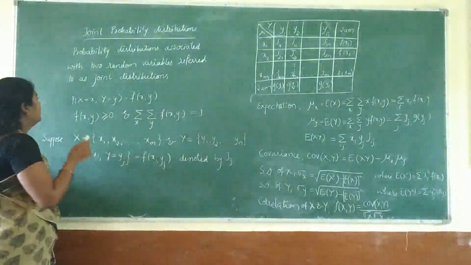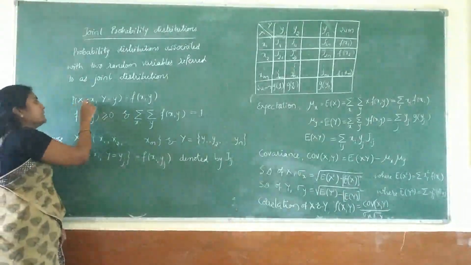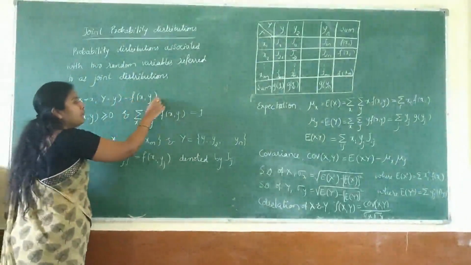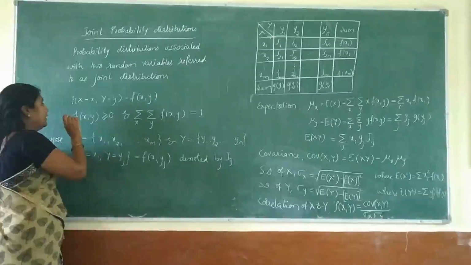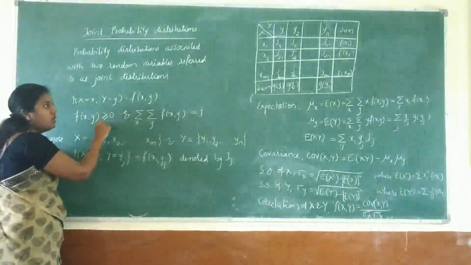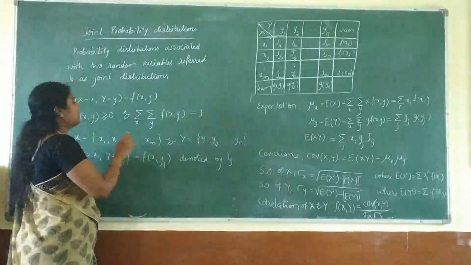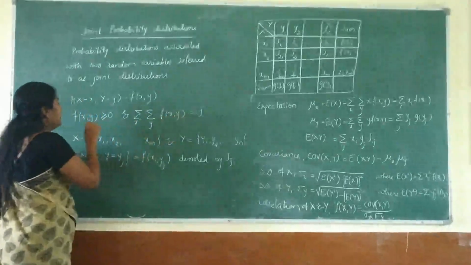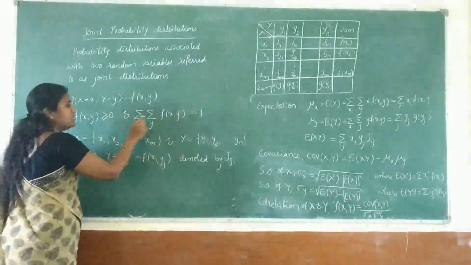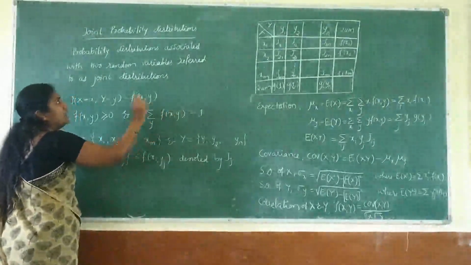Okay. If x and y are two random variables, then P of x equals x, y equals y, that is P of x, y, is given by f of x comma y. If these two conditions hold, that is f of x, y greater than or equal to 0, and summation of x, summation of y, f of x, y equals 1, then we can say f of x, y is a joint distribution.